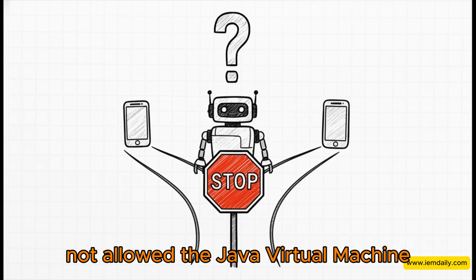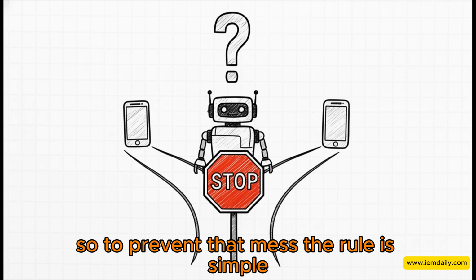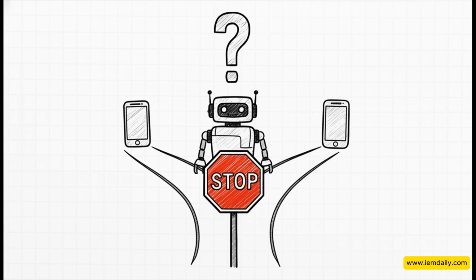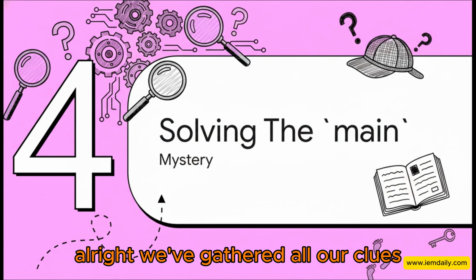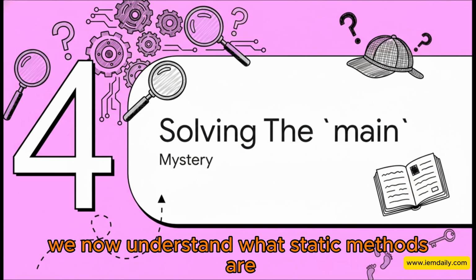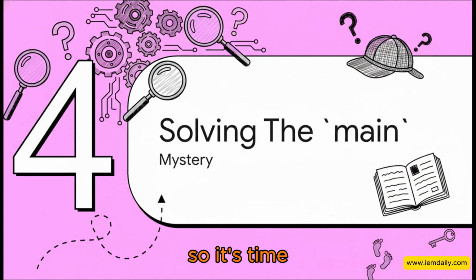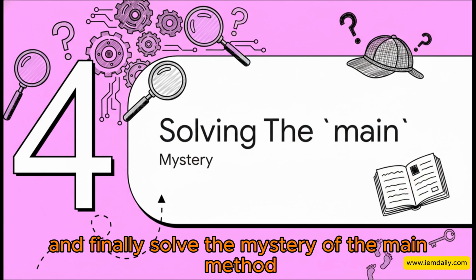The Java virtual machine, the JVM, would be totally confused. So to prevent that mess, the rule is simple. A static method can't directly touch instance variables. It's a rule that's born from pure, simple logic. All right, we've gathered all our clues. We now understand what static methods are, how we call them, and what they're not allowed to do. So it's time. Let's head back to our original crime scene and finally solve the mystery of the main method.